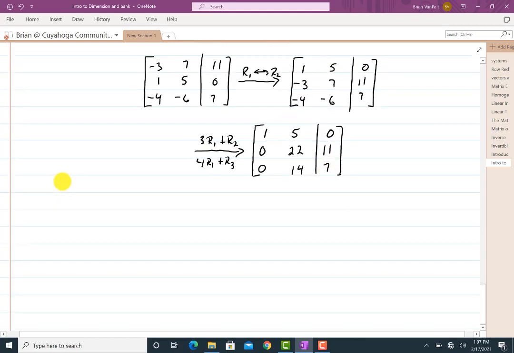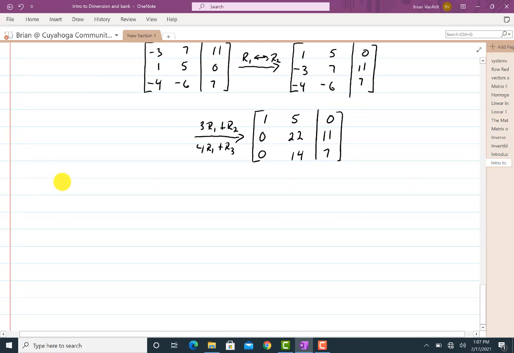Now I see my last 2 rows are the same, well, not quite exactly. Both of these rows are saying the same thing. They're telling me that C2 equals 1/2. So if I know that, then in the first row I have C1 plus 5C2 equals 0. So C1 equals -5C2, which equals -5 times 1/2, which equals -5/2.